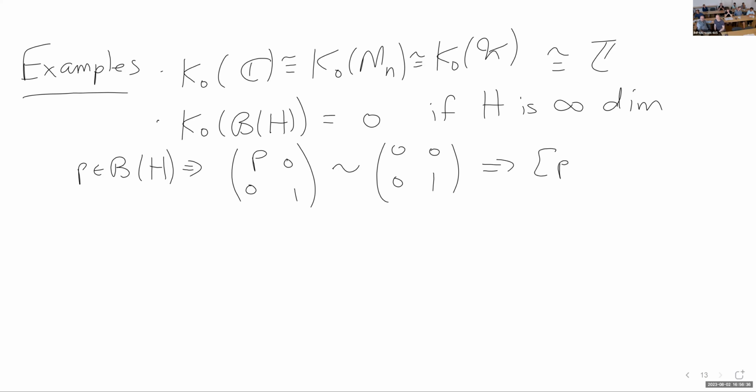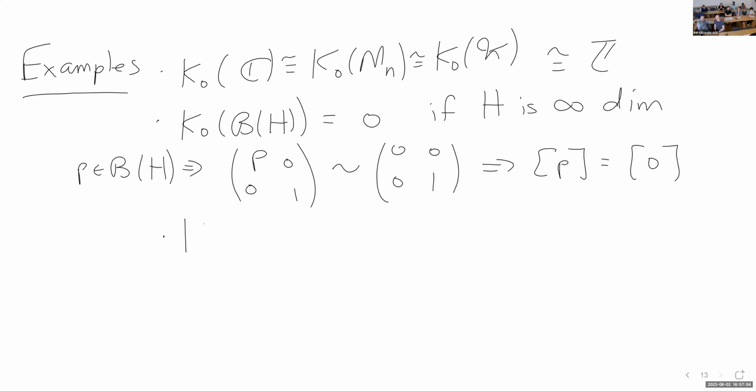Do we know cancellation for B of H? We don't know cancellation, but even so, I leave it as an exercise, but still, this shows that it's on the level of V of A. So if it's finite dimensional, I get that. If it's infinite dimensional, I get 0.